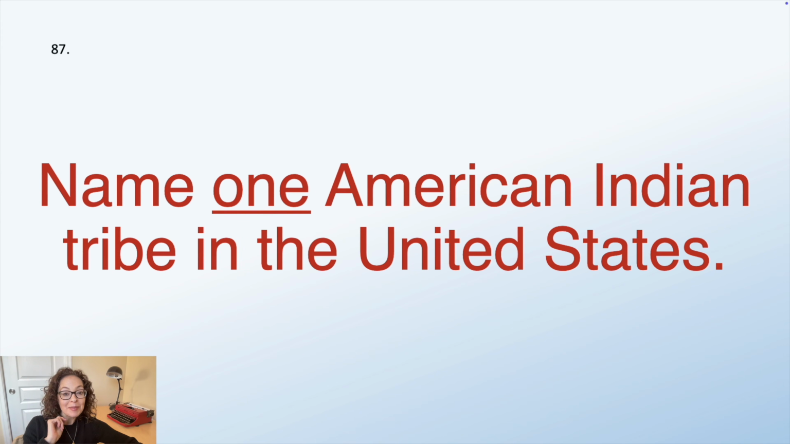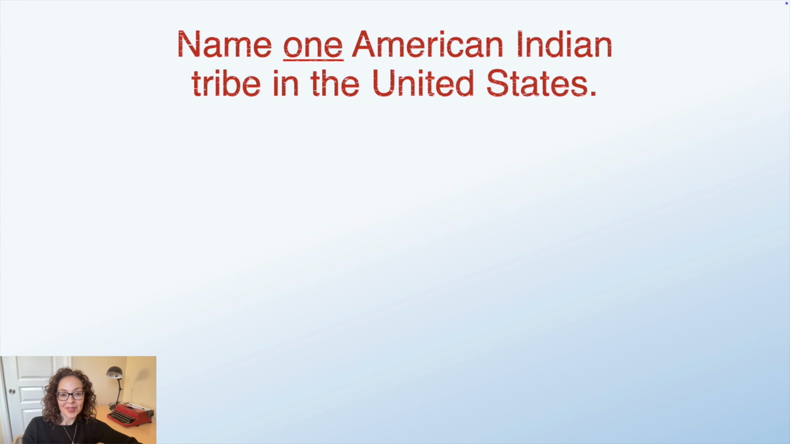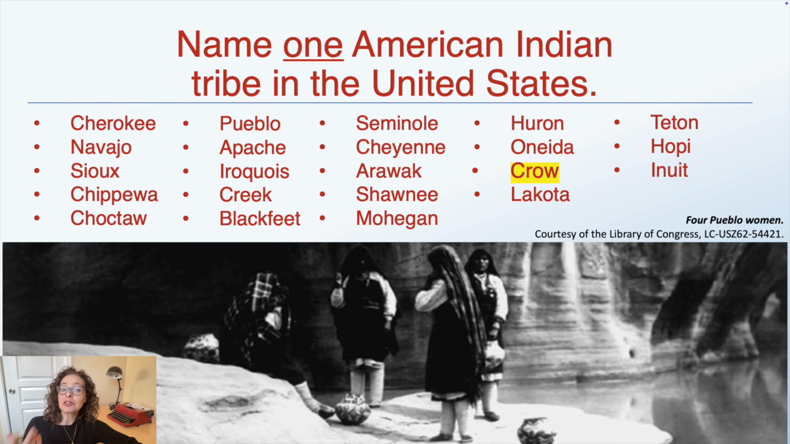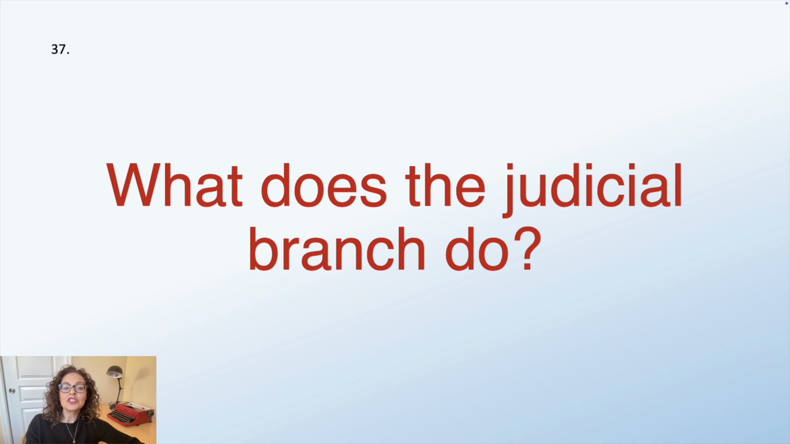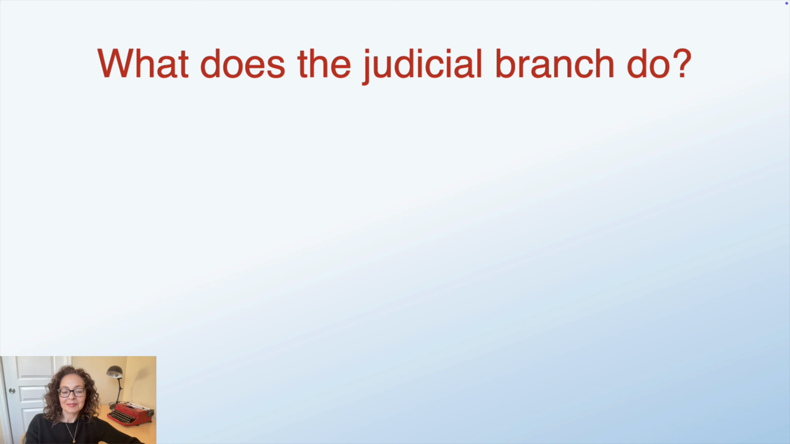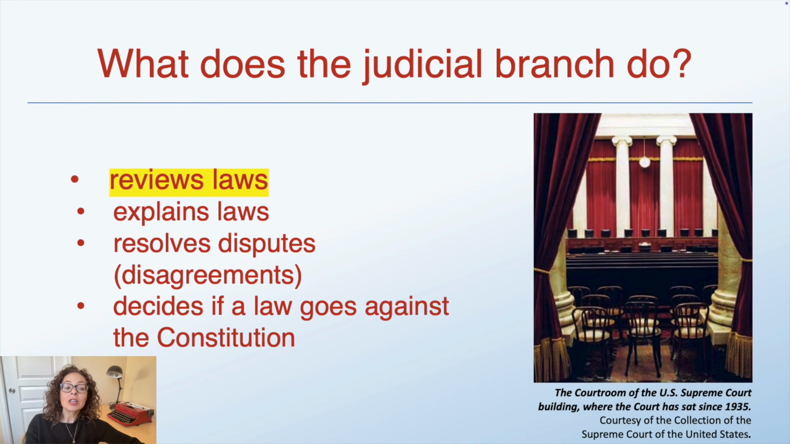Name one American Indian tribe in the United States. Okay, there are over 500 American Indian tribes in the United States. Just need to remember one tribe name. I chose here the Crow. What does the judicial branch do? The judicial branch reviews laws.